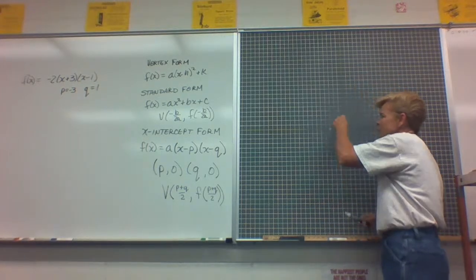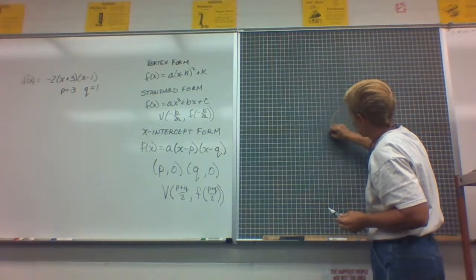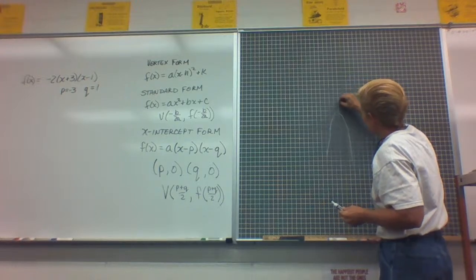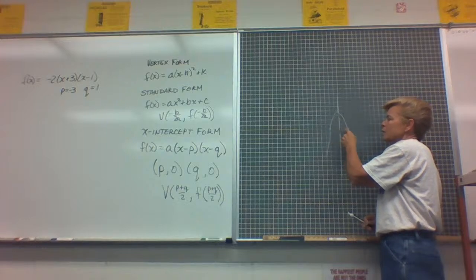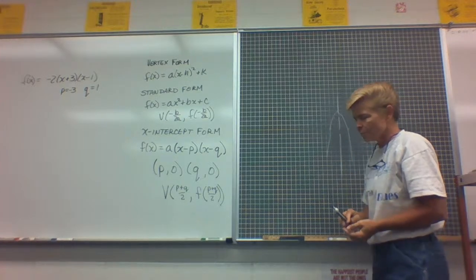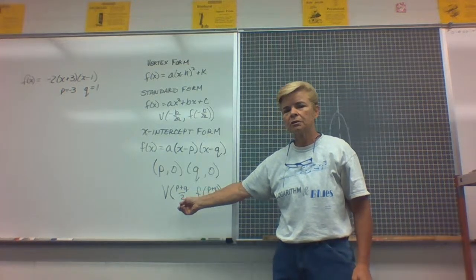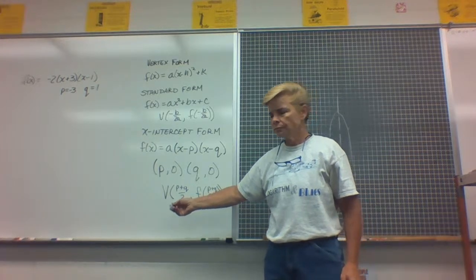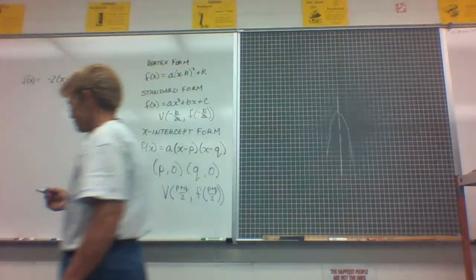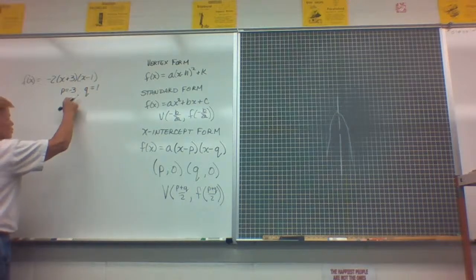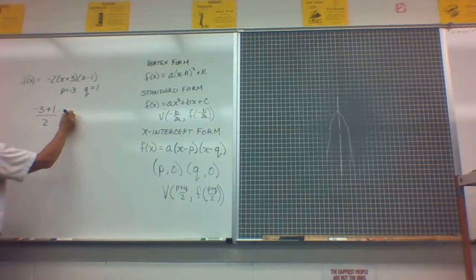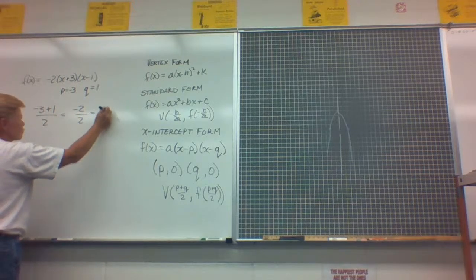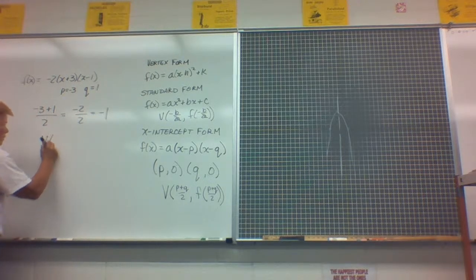Now, parabolas are symmetric, meaning if they hit this point here and this point here, then this line right here has got to be the axis of symmetry, right smack in between these two. Well, guess what right smack in between is? It's the average. So to find the x-coordinate of the vertex, I've got to average P and Q. So I'm going to take -3 plus 1 divided by 2. That's -2 over 2, which is -1. So the x-coordinate of my vertex is -1 by averaging.